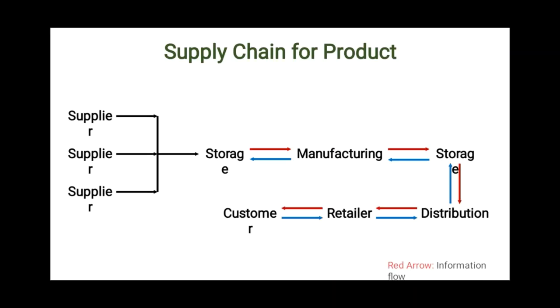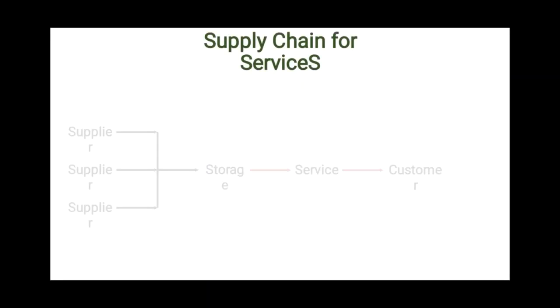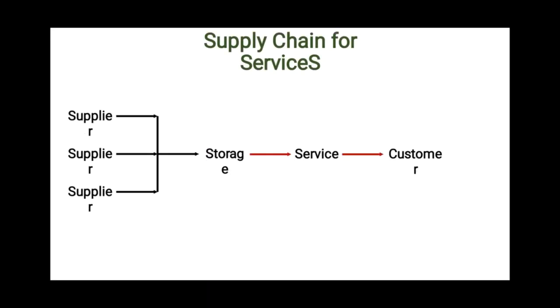In the next flowchart, you can see the supply chain for services. Here also, this supply chain includes supplier, storage, services, and customer. In short, the supplier provides services to the customer.